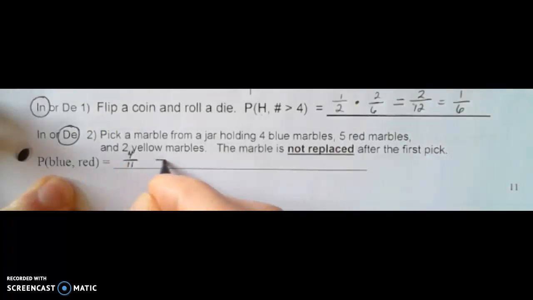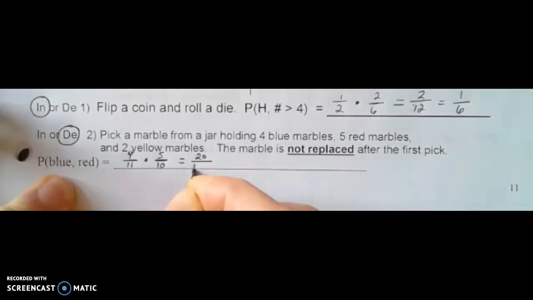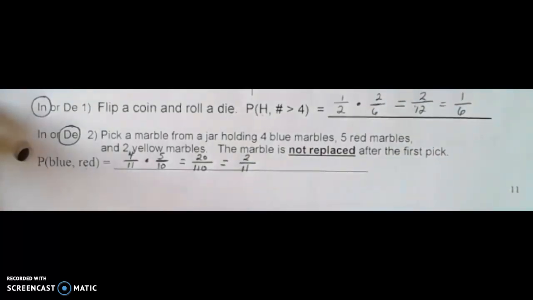Now my next probability is only going to be out of 10 because the first marble was not replaced. I took a marble out. Now I want to get red the second time. There are 5 red marbles, so I'll put 5 out of 10 as my second probability. And we'll multiply these together, and that's going to be 20 out of 110, which would simplify down to 2/11.